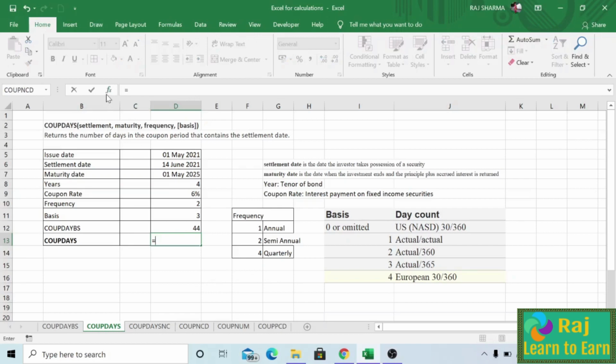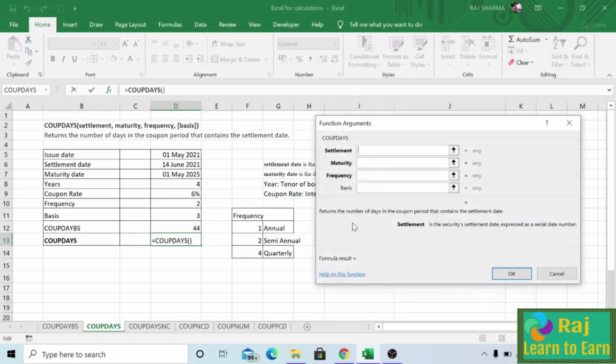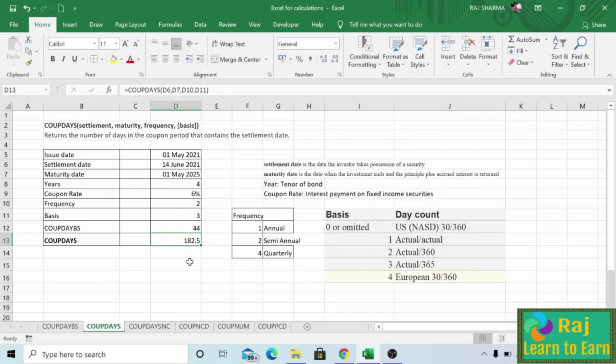Put equals to, select the formula, then put the settlement date, put the maturity date, frequency 2, and basis is 3. So it gives me that 182.5 days are left for me to make the coupon payment.